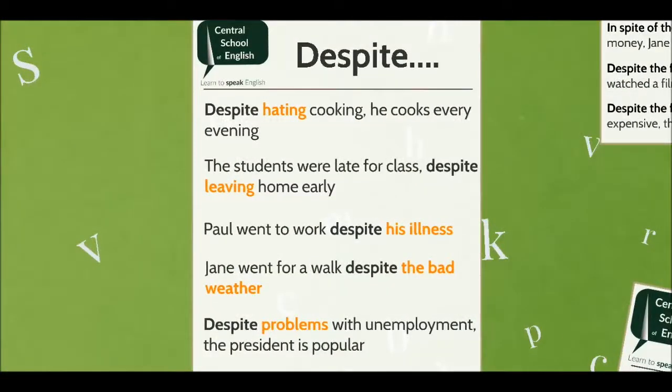Here are some examples of despite, followed by either a noun or a pronoun. Despite hating cooking, he cooks every evening. The students were late for class despite leaving home early. Paul went to work despite his illness. Jane went for a walk despite the bad weather. Despite problems with unemployment, the president is popular.